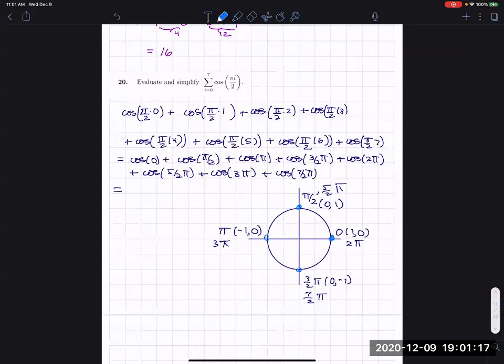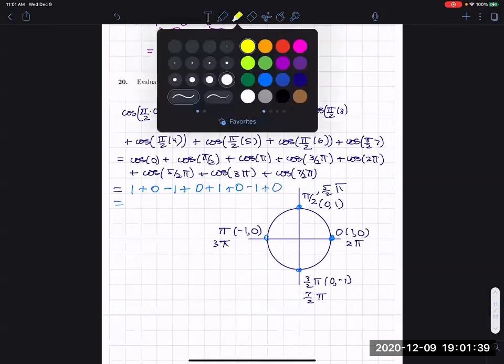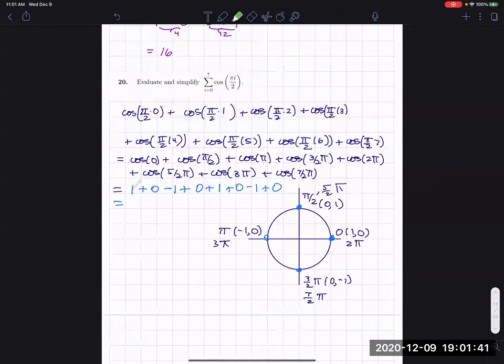So cosine 0 is 1, then cosine pi over 2 is 0. Cosine pi is negative 1. Cosine 3 halves pi is 0. Cosine 2 pi is 1. Cosine 5 halves pi is 0. Cosine 3 pi is negative 1. Cosine 7 halves pi is 0. And what does that give us? We see that we have canceling. 1 minus 1 is 0. 1 minus 1 is 0. Aha, the whole thing is equal to 0.